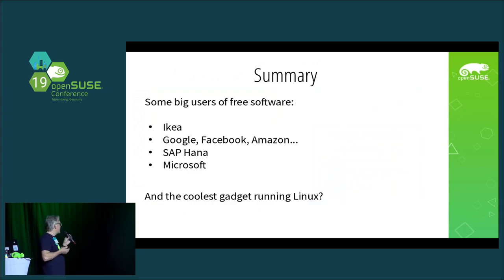Some big users of free software, for example, are IKEA. Since many, many years, they are running their retail system on a Linux basis. Of course, all the big ones, Google, Facebook, Amazon, are using free software and take advantage from it. Partly they're feeding back into the community, partly not. SAP has a new software release which is called HANA. And this HANA runs, I will not say exclusively, but for a very large part on SUSE Linux Enterprise. So if you're now getting an on-premise installation, it's for the most part SLE software running underneath. And as already said, Microsoft is making use of free software for themselves quite a lot, because otherwise their Azure software would not work.